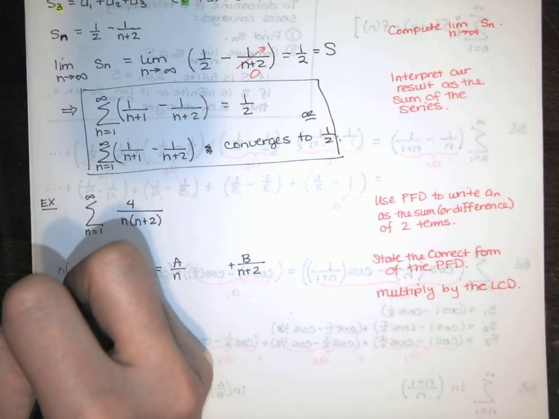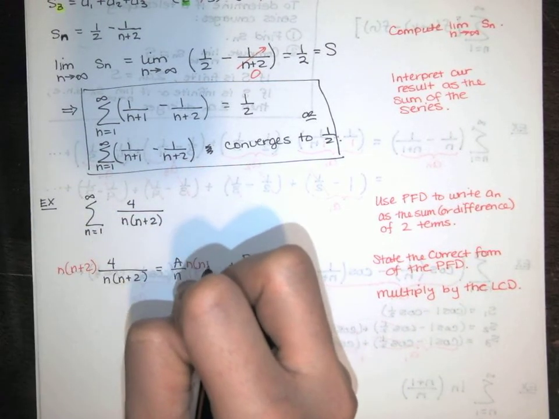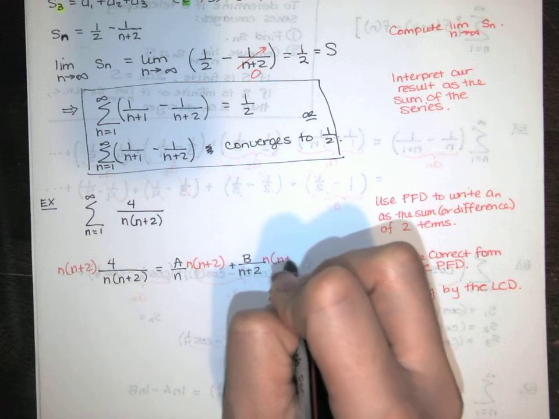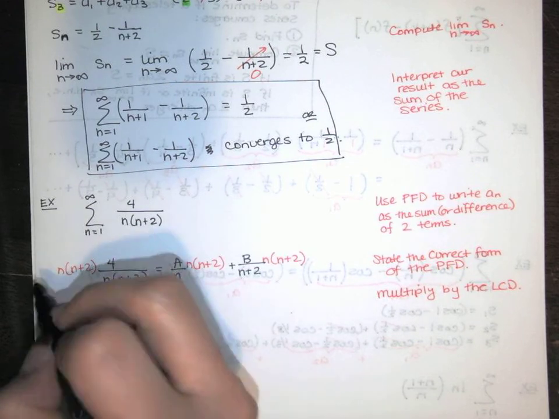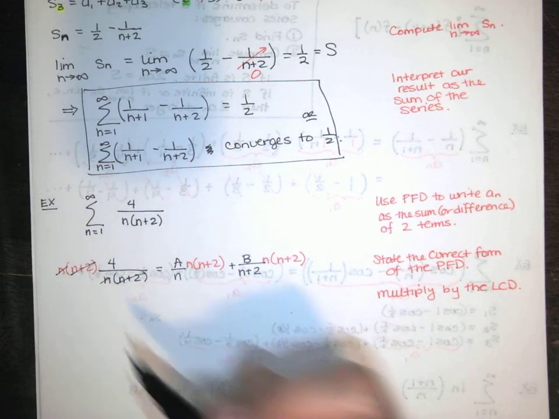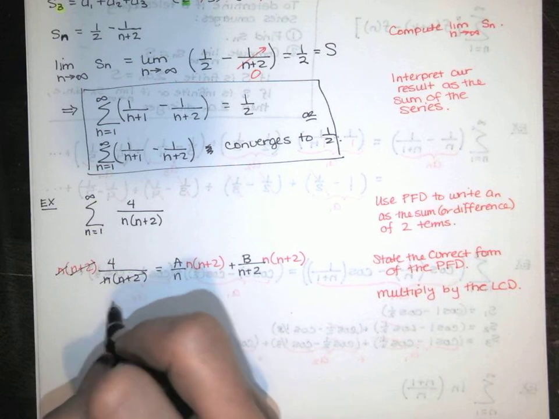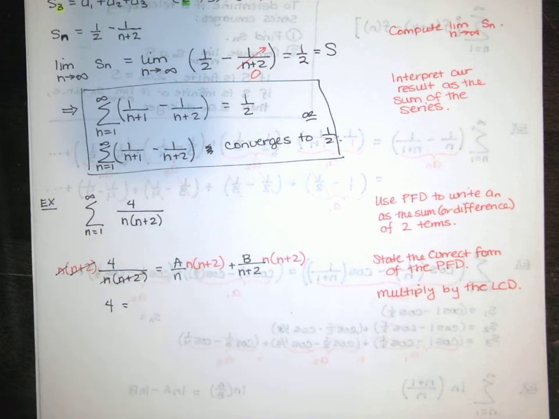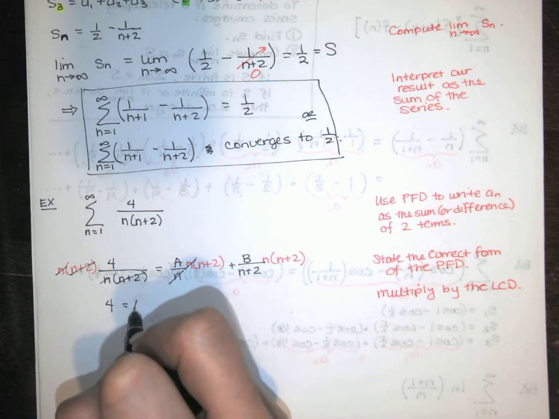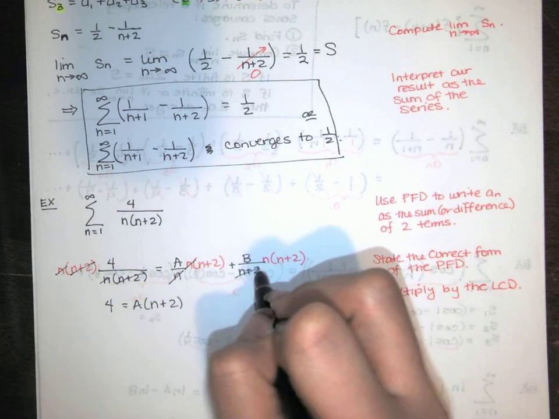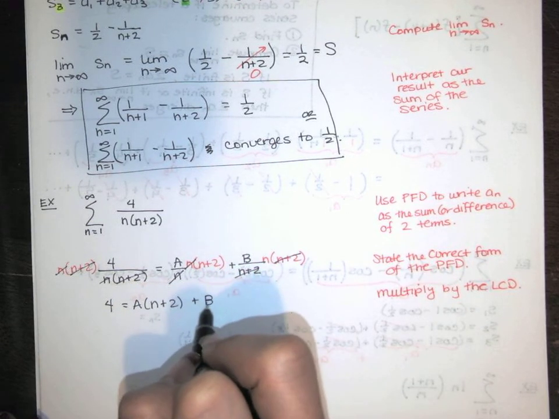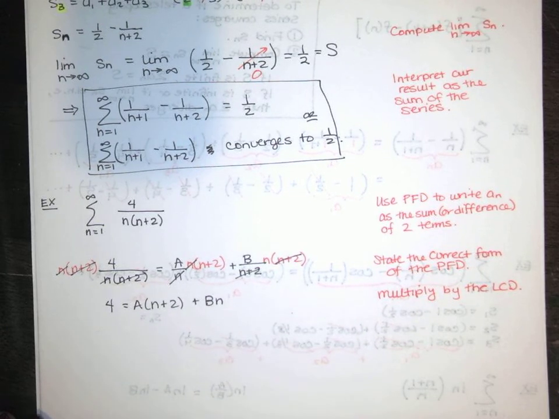So we've got n times n plus 2 over here, n times n plus 2 over here, and n times n plus 2. All right, now by design, when you multiply by the LCD, those denominators should reduce. The n's reduce and the n plus 1's reduce. That's good. I shouldn't have any fractions when I'm done multiplying by an LCD. I get a 4. The n's reduce here, so I have a times the quantity n plus 2. And the n plus 2's reduce here, so I've got b times the expression n. So I've multiplied by the LCD.